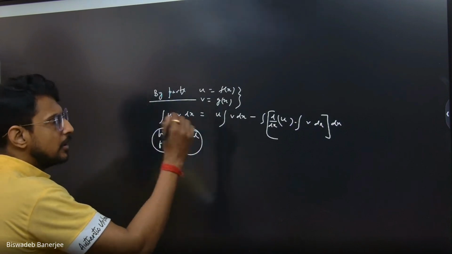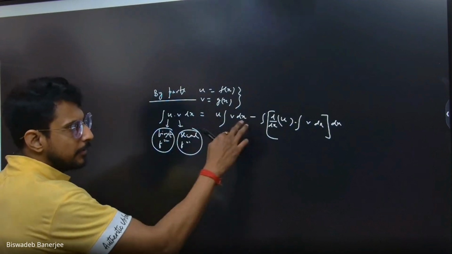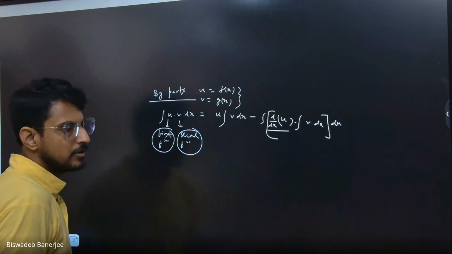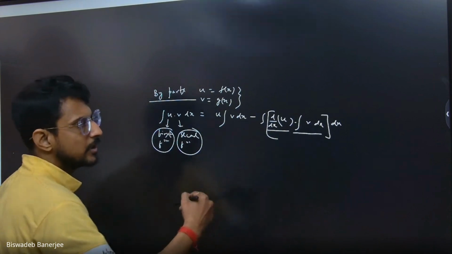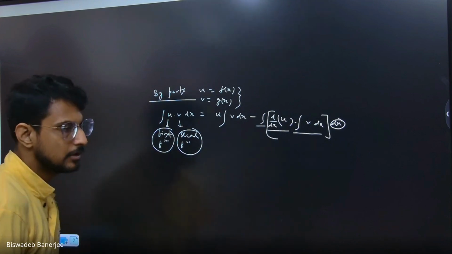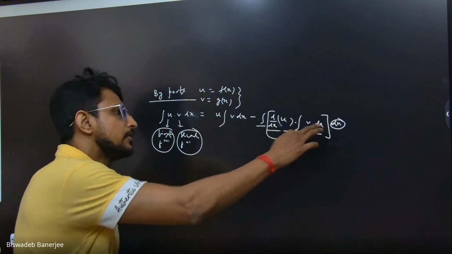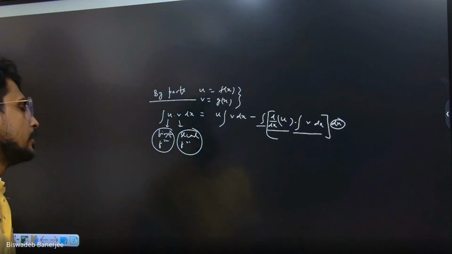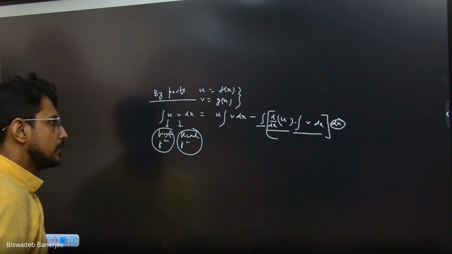First function into integration of second, minus integration of derivative of first function, then integration of second function, then this dx comes for this integral. For this integral, this dx occurred. So this is called the rule of bypass.